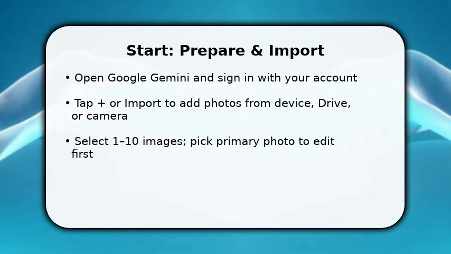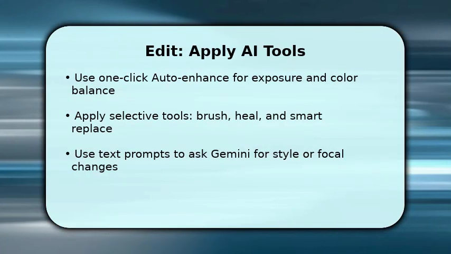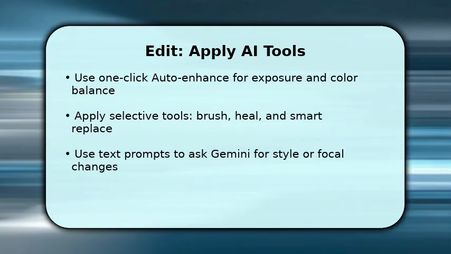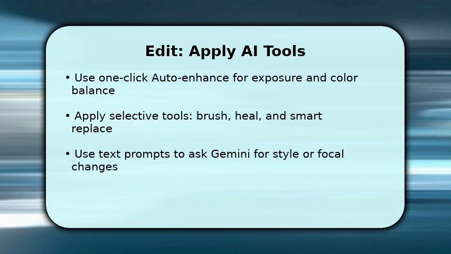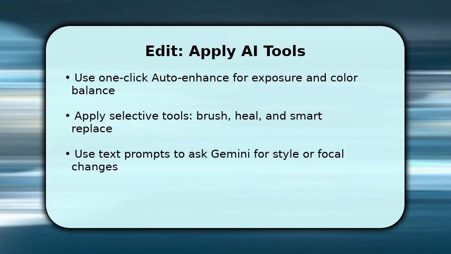Now you apply Gemini's AI tools to refine the image. Start with Auto Enhance to correct exposure and white balance. This creates a neutral base. Then use selective tools, Brush to dodge and burn, Heal to remove distractions, and Smart Replace to swap objects, because local edits keep detail intact. You can also type prompts like Increase Subject Contrast or Soft Cinematic Tone to get targeted adjustments.